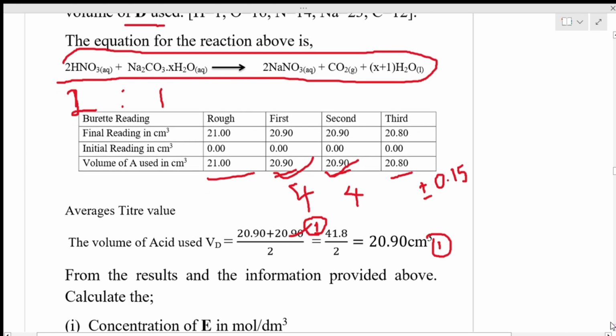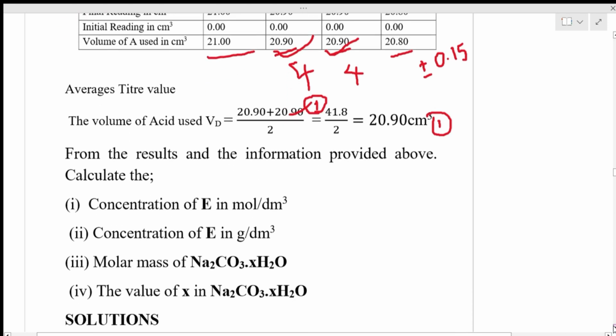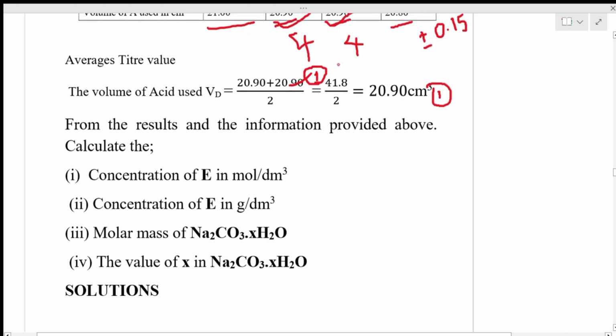So where the bulk of work is, is during the calculation. So let's quickly dive into the calculation. From the results and the information provided above, calculate the concentration of E. Remember, your E now is the base, in mole per dm3. At the same time, the concentration of E in gram per dm3, the molar mass of E, and the value of X in E. So let's see how to approach this.